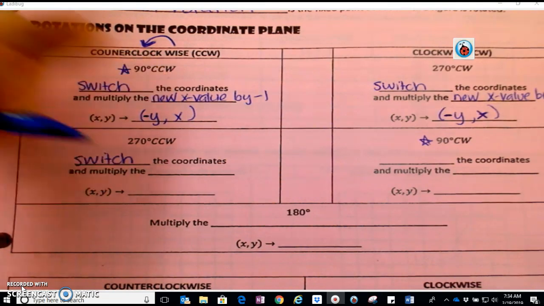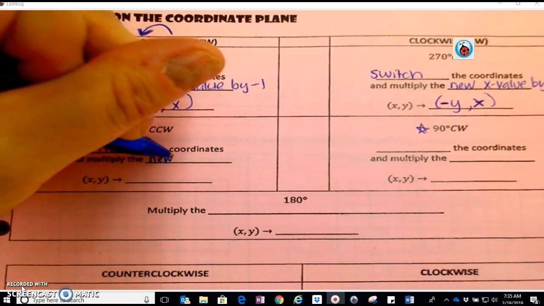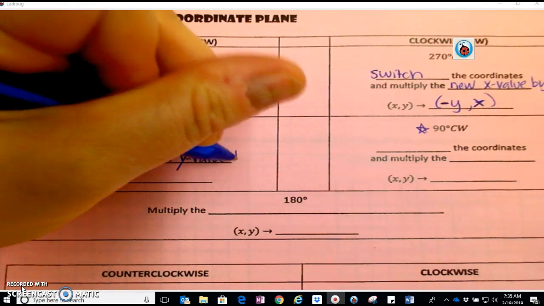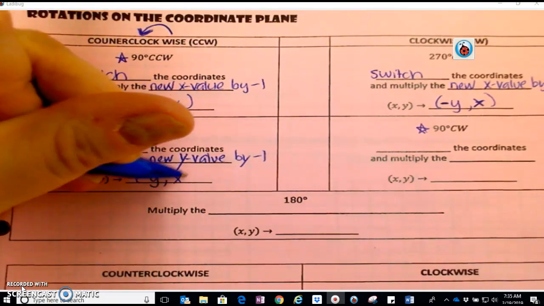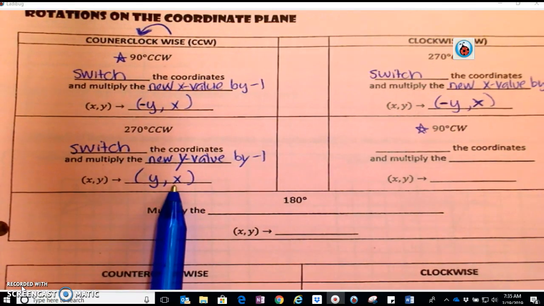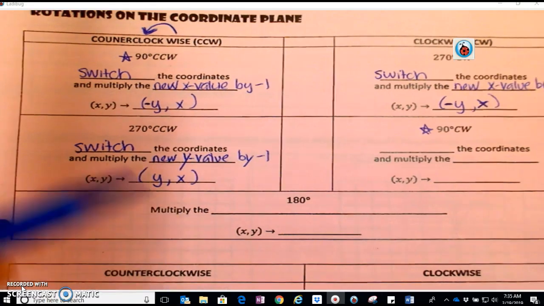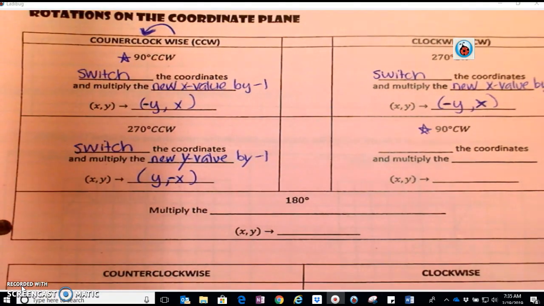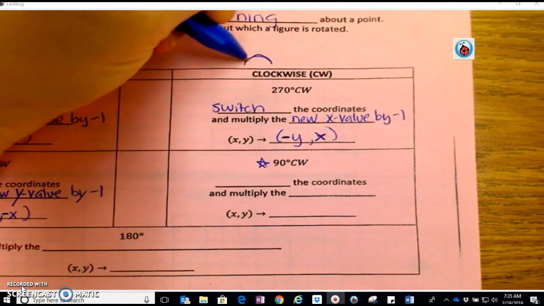So we're going to switch the coordinates again, but this time we're going to multiply the new y value by -1. So they're going to switch places, and this is in my y position. Yes, it says x, but I switched them around. And I'm going to multiply my new y value by -1 to take the opposite sign. And that was the same thing for 90 degrees clockwise. I forgot to put my arrow up here.